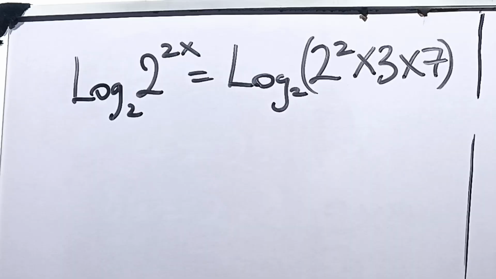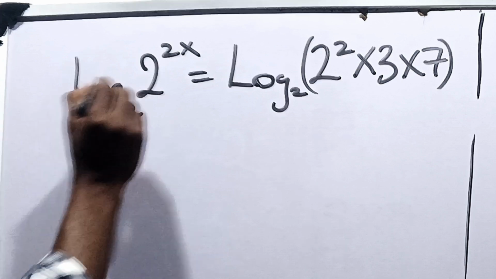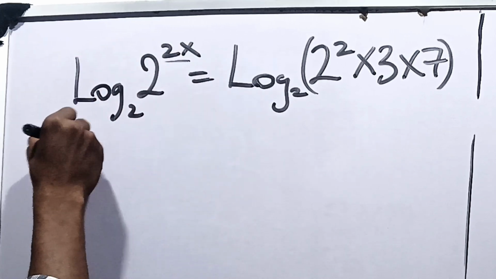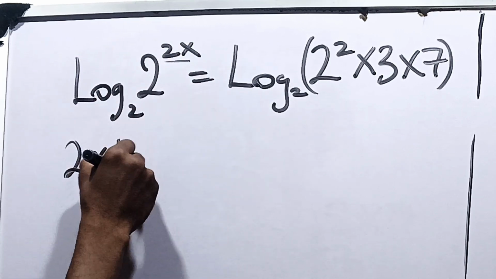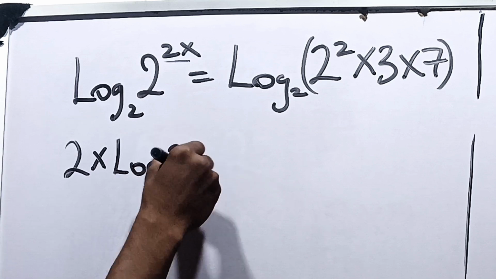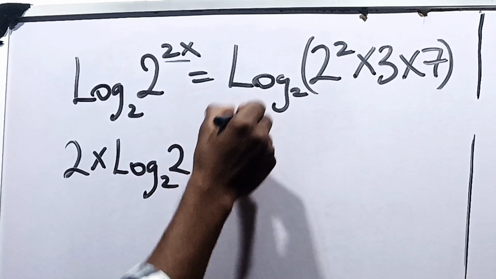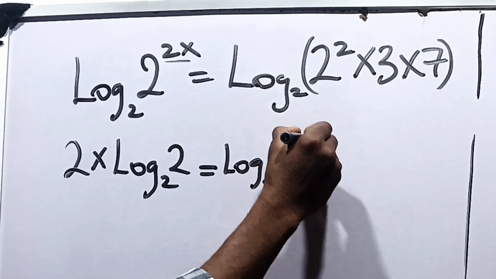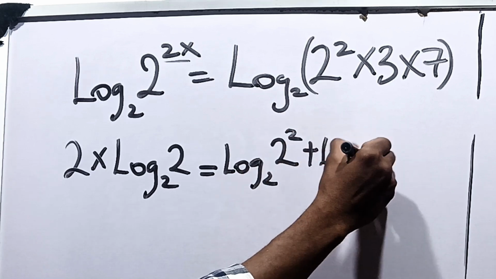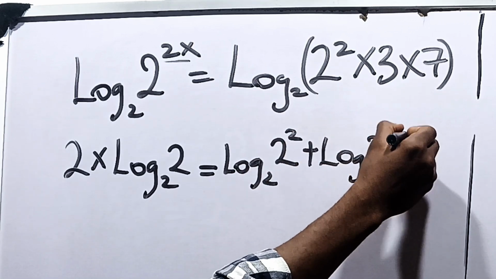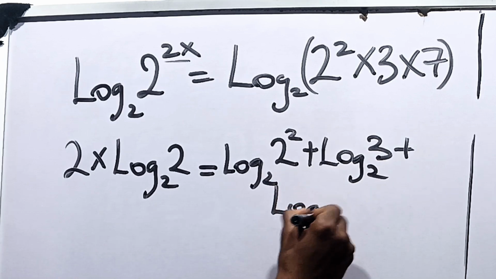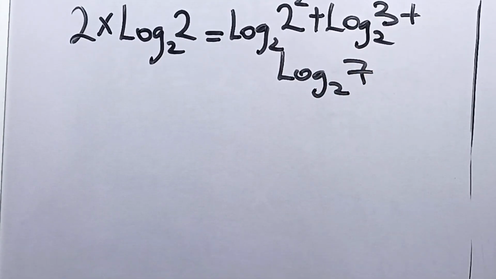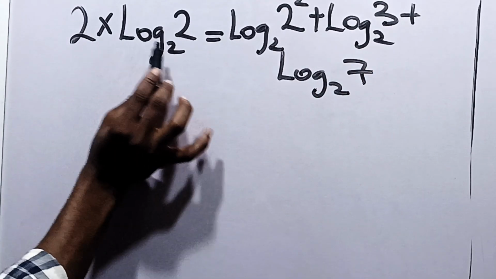Alright? Moving on from here, let's multiply this power with the log. So we have 2x multiplied by logarithm of 2 to base 2 is equal to, on this side we have logarithm in base 2 of 2 squared plus logarithm in base 2 of 3 plus logarithm in base 2 of 7. Now from here we are going to have that the logarithm of a number to its own base is 1.